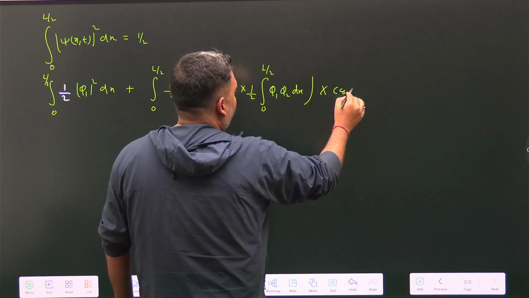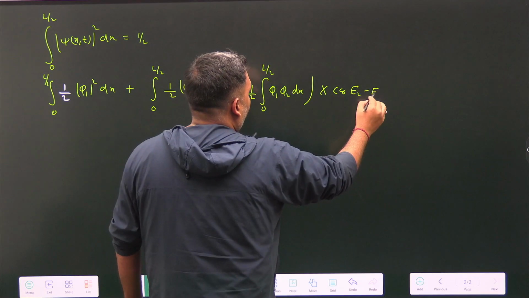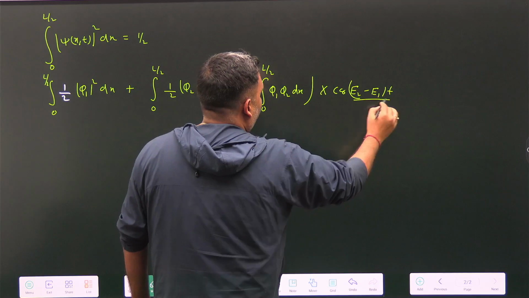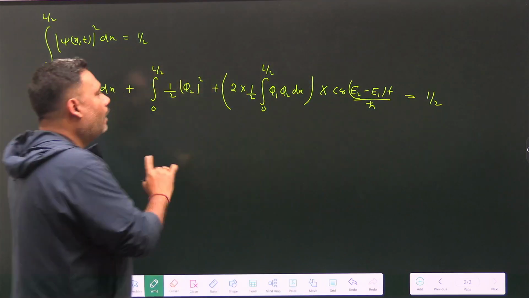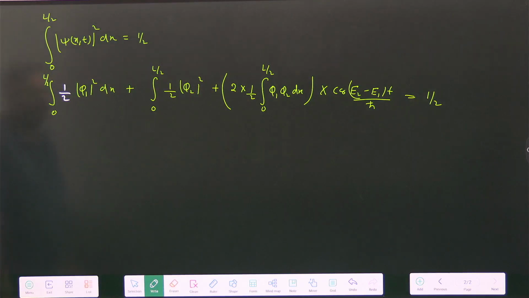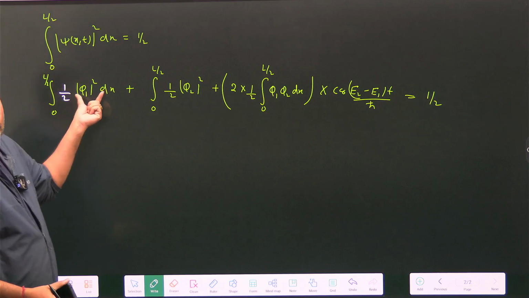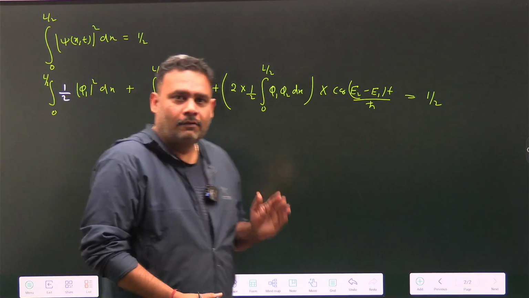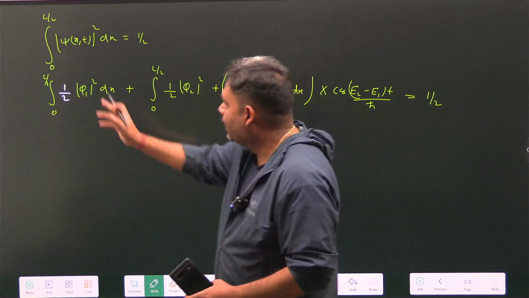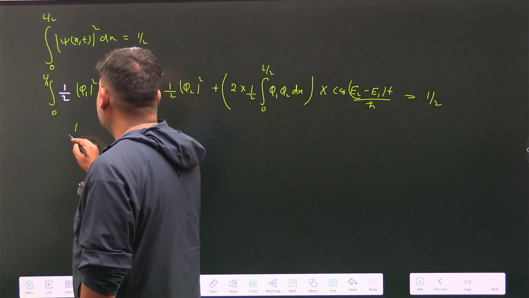Into cos (E2 minus E1)t upon h cut must be equal to half. And now we have to calculate all this. When we calculate this one, there is no need to do this integration. We know this is the probability such that the particle is found in the ground state between 0 to L by 2. So that will be half. So this value is 1 by 2.